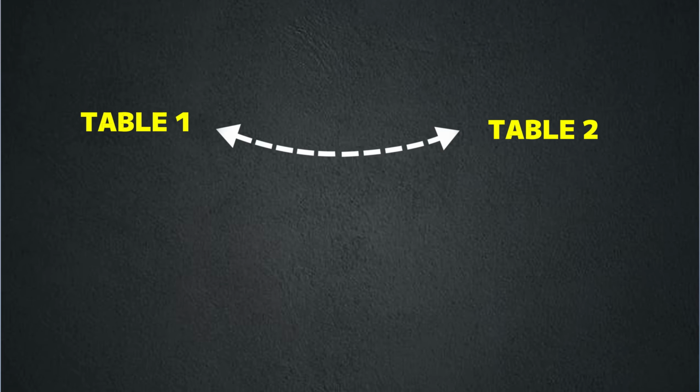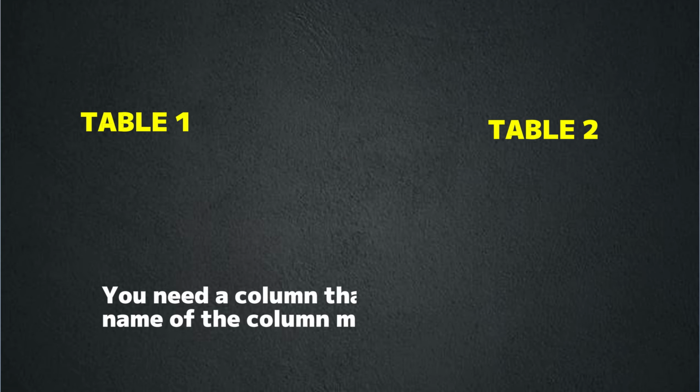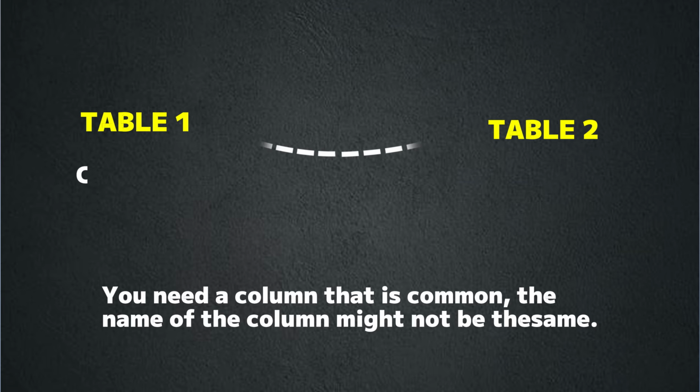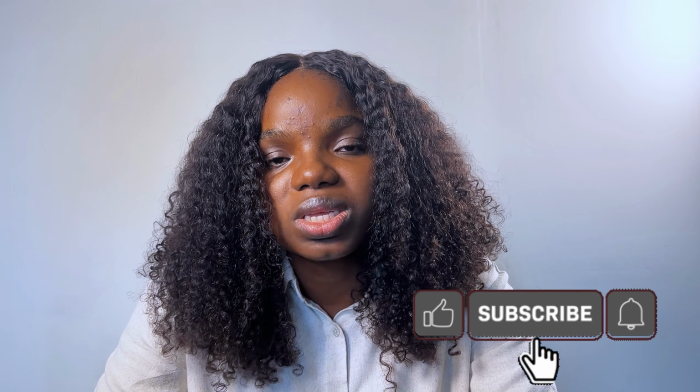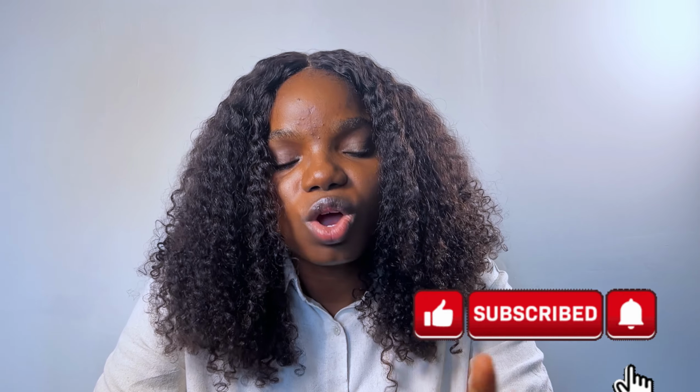And what are the things that you need to do a join? You need a column that is common between the tables you're joining. You're joining one table to another. You need a column that is common. The name of the column might not be the same. It can be customer ID in one table and it can be customer number in another table. But the values in those columns have to be the same. So if you have customer ID in one table and customer number in another table and both of them are the same, then you can do a join. Without your similar column, you cannot do a join.